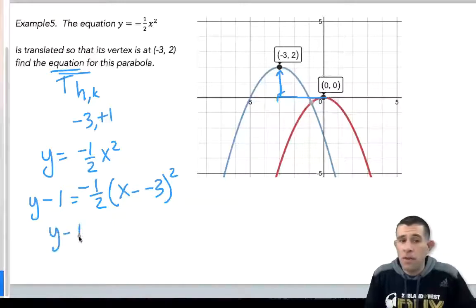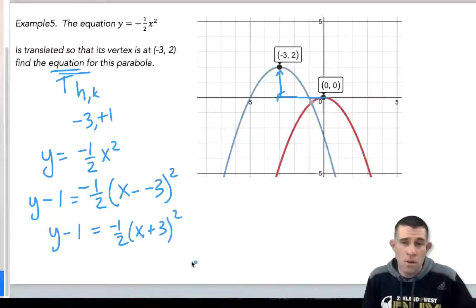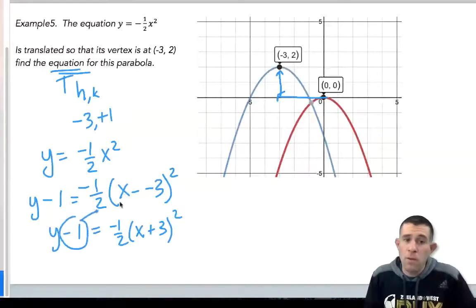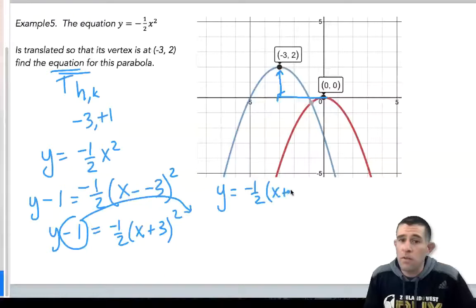Now I should simplify things. I have y minus 1 is equal to negative 1/2, and this is (x plus 3) quantity squared. And I'm going to move my 1 over by addition. So my final equation here is y equals negative 1/2 (x plus 3) squared plus 1.